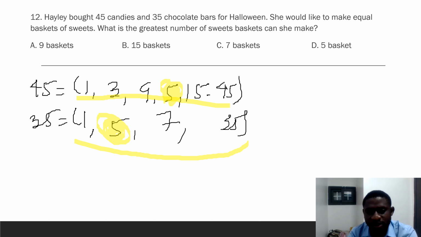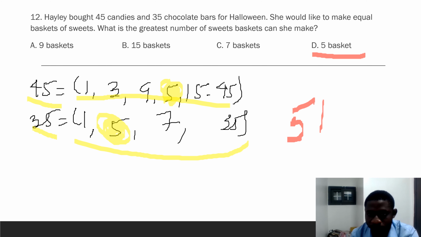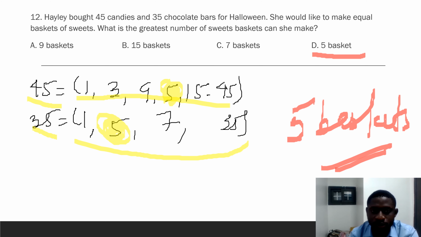Now, you ask yourself, is there any other bigger number than 5 that is in both 35 and 45? No. So then, 5 is the greatest common factor. So what it simply means is, if you want to make an equal number of candies and chocolates, you can make how many? You can make only 5 baskets. So that's that.